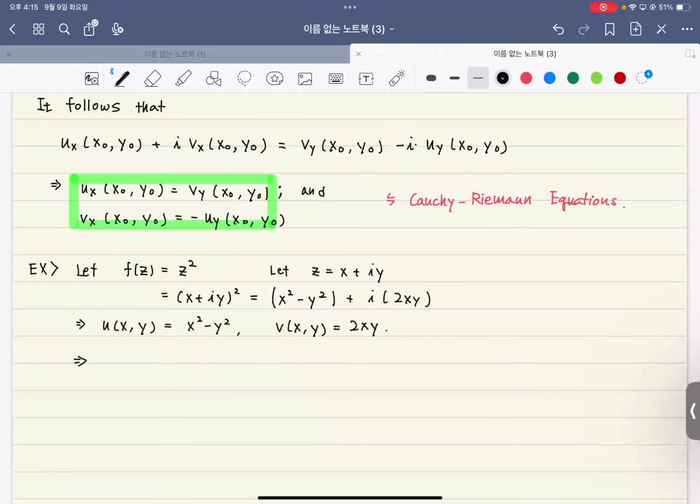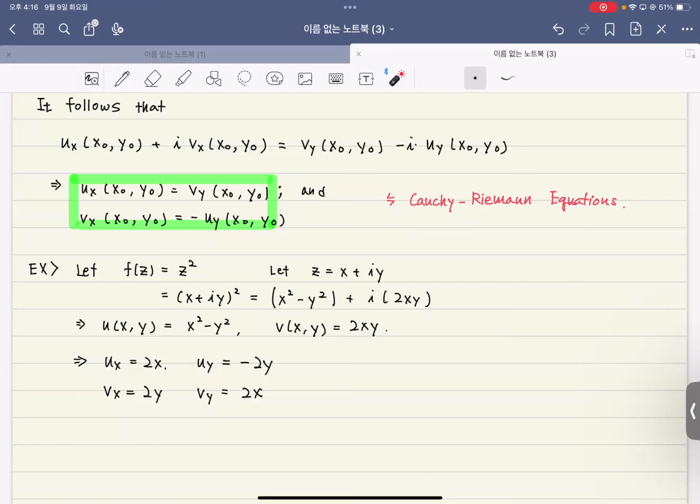And yeah, this is very easy computation. Ux is 2 times x, and uy is minus 2 times y, and vx is 2y, and vy is 2 times x, right? So for every point, u sub x is the same as v sub y, and vx is the same as minus of u sub y. So these four functions are satisfying the Cauchy-Riemann equations.